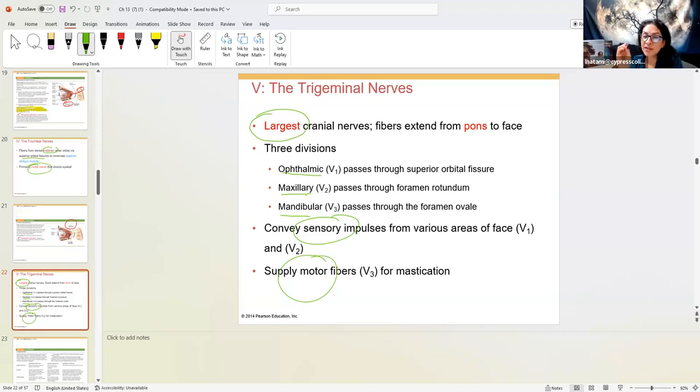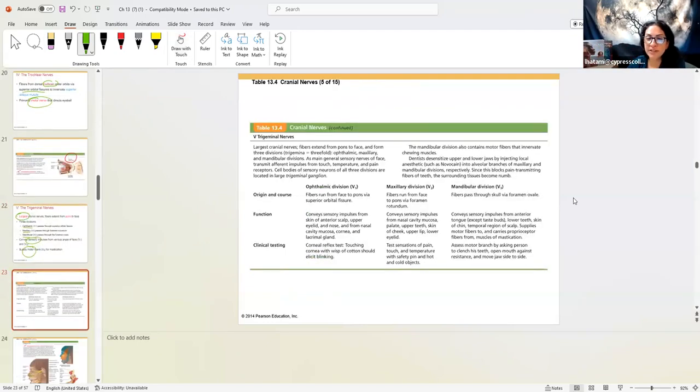These divisions carry the sensory information from different parts of the face, from the forehead region, the cheek region, and the mental region. So the general sensory information about touch and pain is all carried by the trigeminal nerve from our face to the brain. And it also has a motor division, which means it sends motor fibers from the pons to the muscles of mastication. So let's review the trigeminal nerve by this picture.